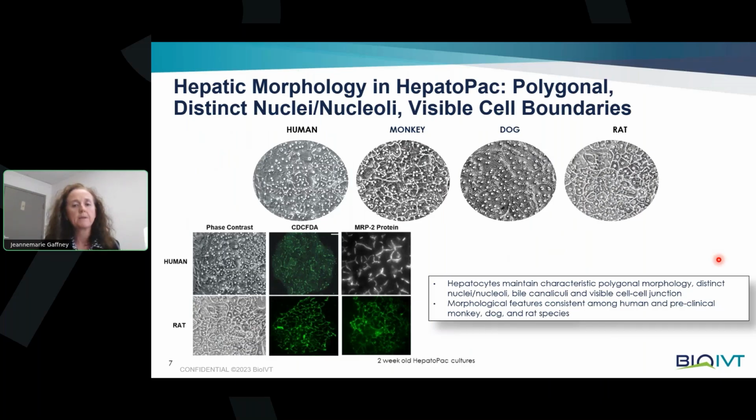In addition to maintaining metabolic competency and differentiated function, the hepatocytes exhibit quality morphology in the HEPATOPAC model. There's characteristic polygonal morphology, distinct nuclei, bile canaliculi, and visible cell-cell junctions. And we do see this in human and preclinical species. Here are some examples of bile canaliculi staining with the CDFDA stain, and also MRP2 protein staining.